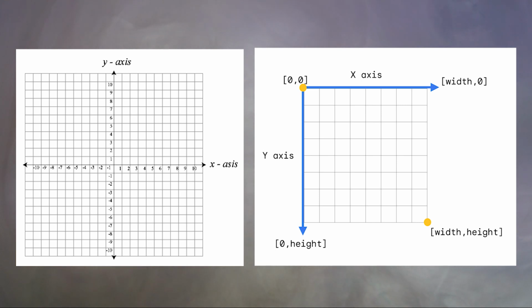Understanding this system is crucial. When you start drawing shapes, paths, or other elements on the canvas, you need to know exactly where you are placing them. A solid understanding of the coordinate system will help you accurately map out your drawings on the screen.